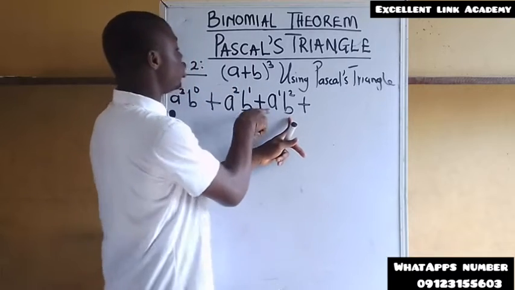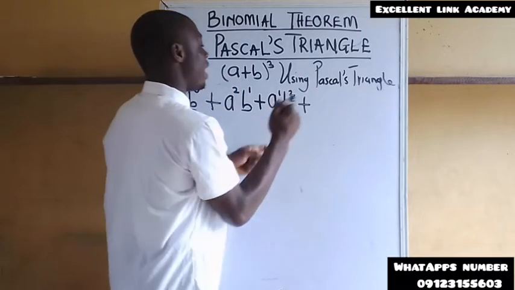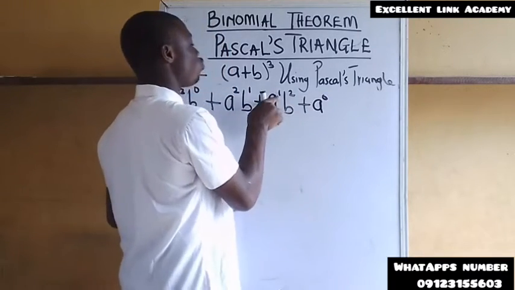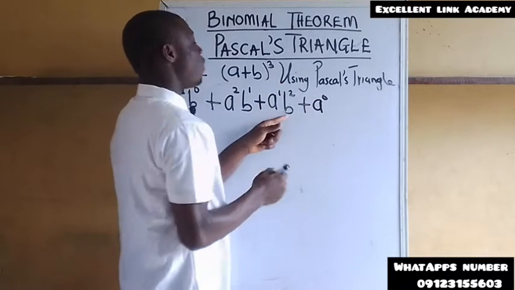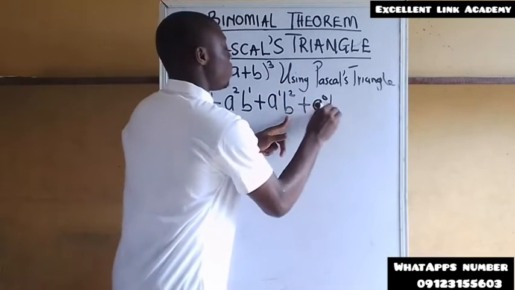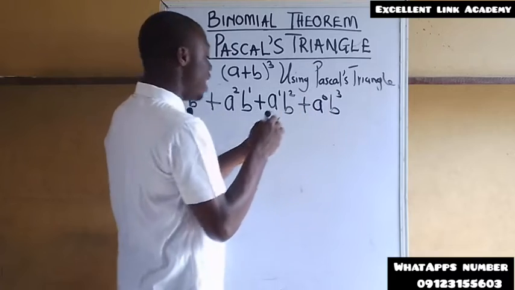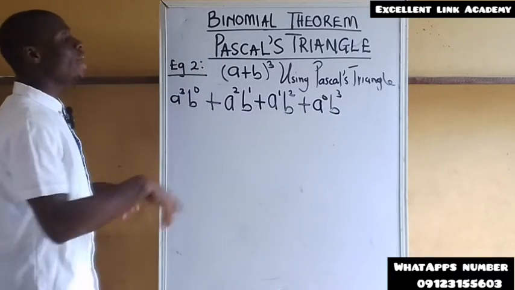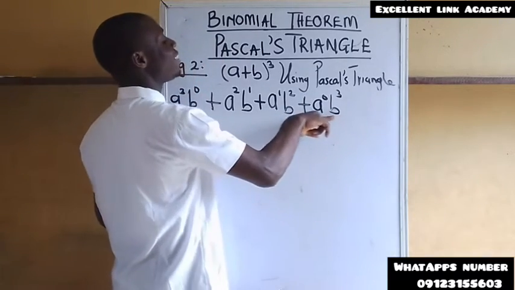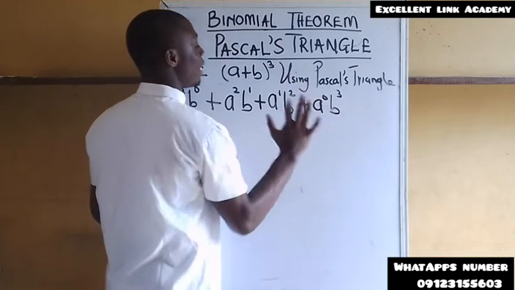Next up, reduce this same A by 1. I have A to the power of 0 because 1 minus 1 is 0. Now increase B by 1, B to the power of what? 3. 2 plus 1 is 3. I said you stop when the last term takes all the part, you stop at that stage.